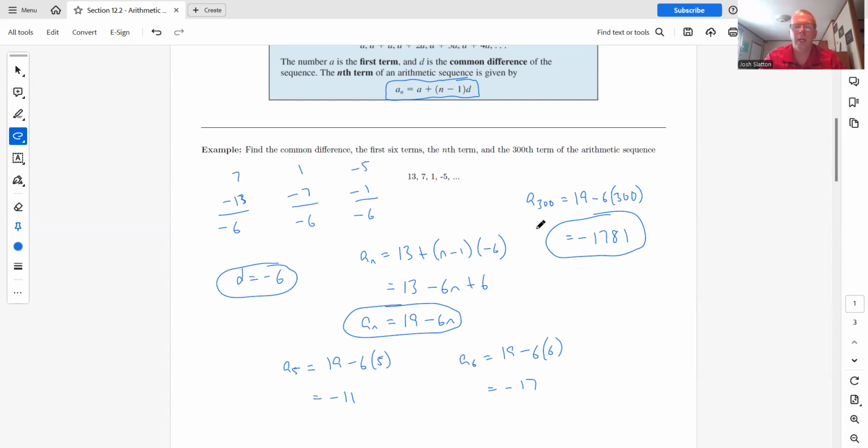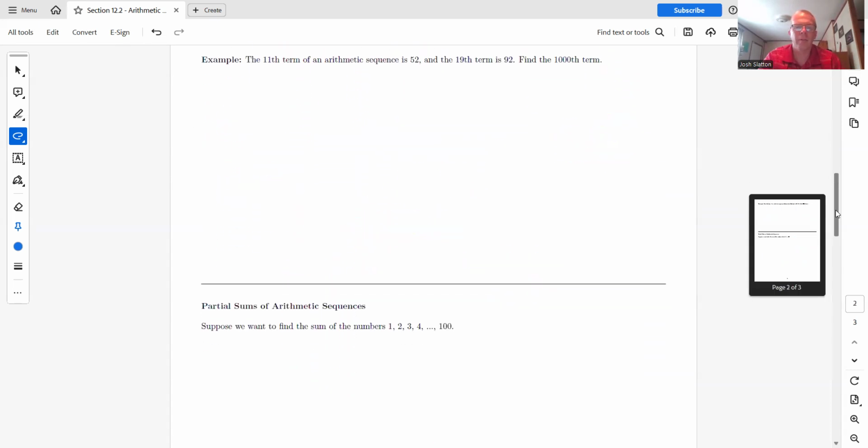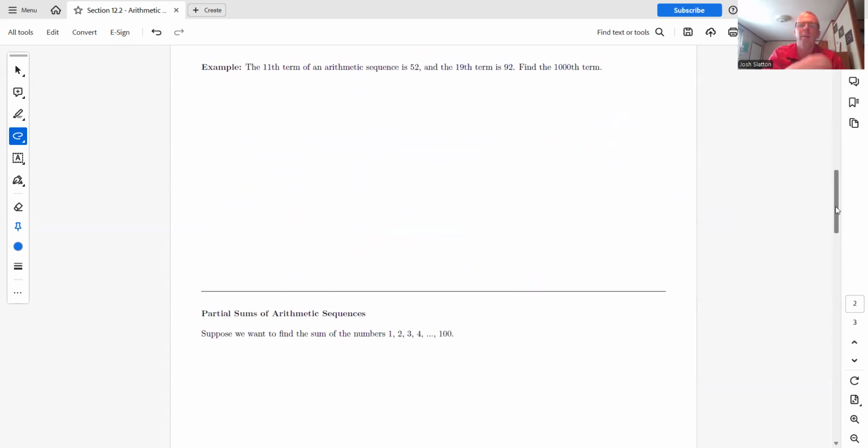Okay, so of course, like with a lot of things, memorizing the formula is key for this. So here we have the 11th term of the sequence is 52, and the 19th term is 92. So let's find the 1000th term.